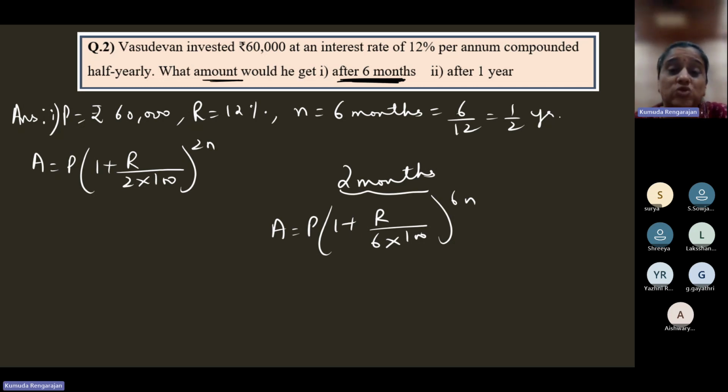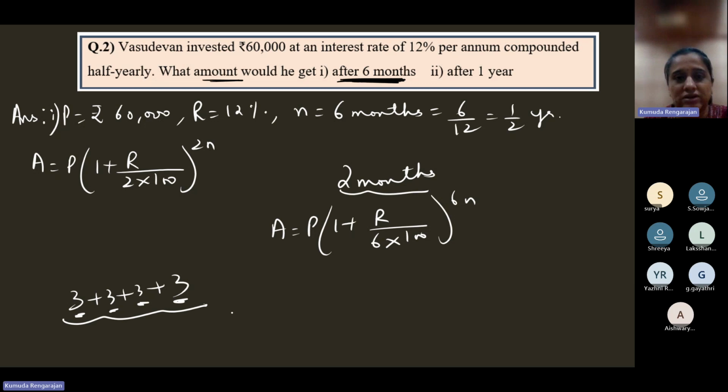Now supposing interest is given every 3 months. How many 3 months in 12 months? 3 into 4, right? So 4 times you get. It's like 3 plus 3 plus 3 plus 3. Interest is given at the end of 3 months, again at the end of 3 months, again and again. So in a year, 4 times interest is given. That's how we get the number 4. So then it will be R by 4 and n into 4.